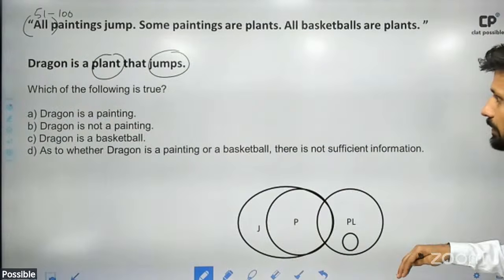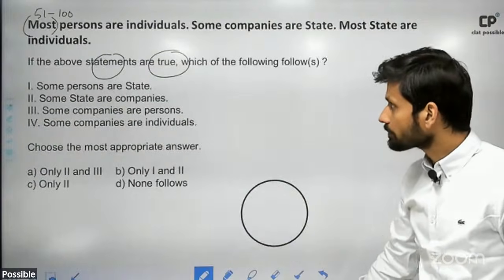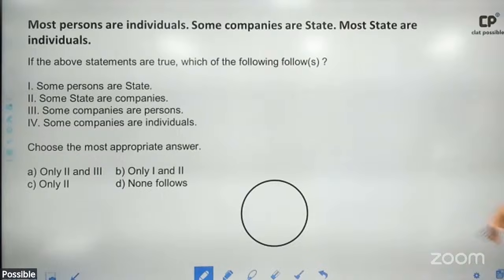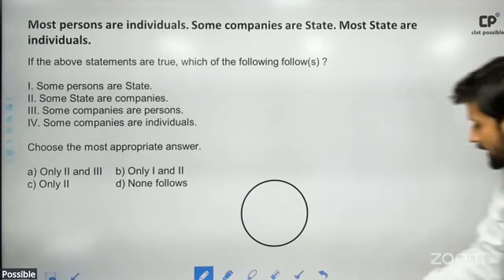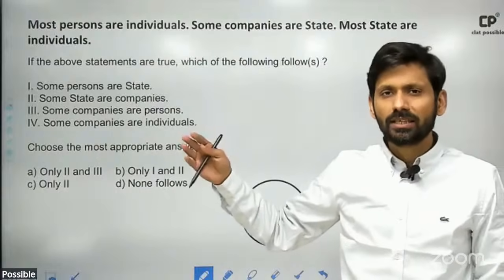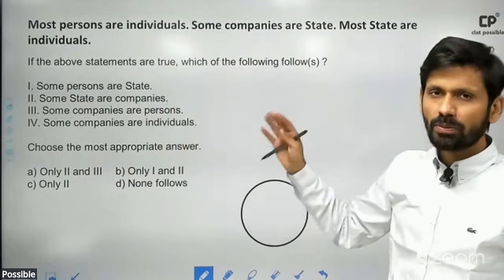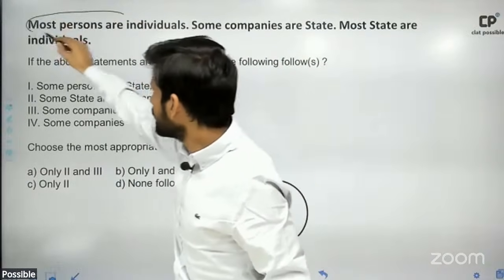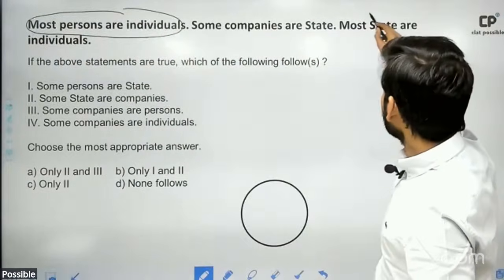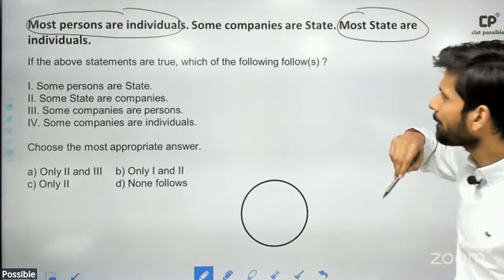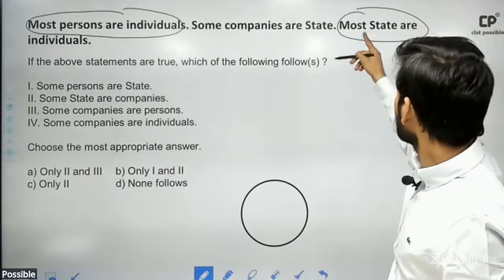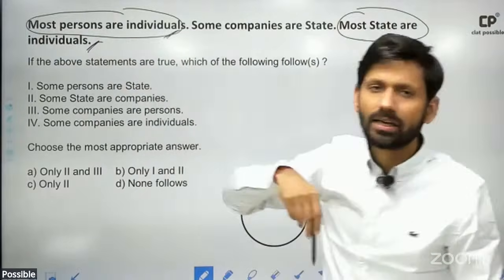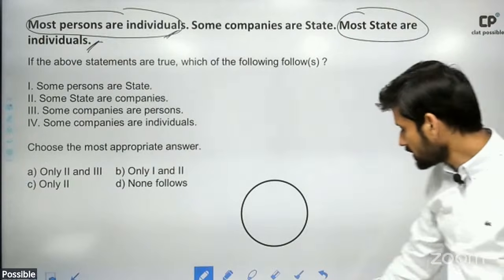Okay, so that's fine. But anyway, going back to the question that we were doing, this one. Okay, so very quickly, how do I start? Where do I start drawing the diagram? I read the 3 statements. I thought it would be easier for me if I start here and here maybe. Most persons are individuals, most states are individuals, because here one common term is coming, individuals, right? So this is how I start.